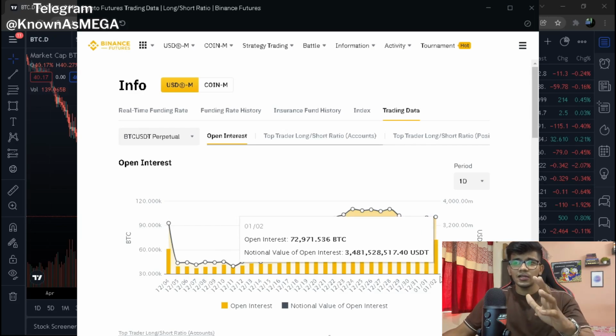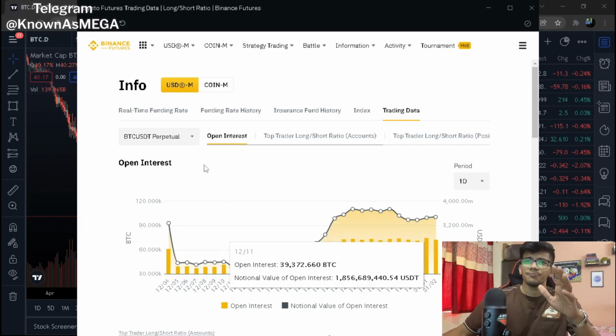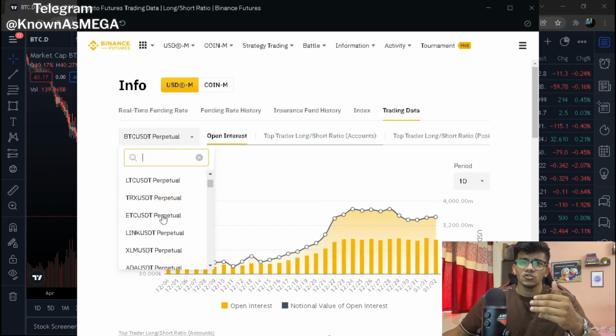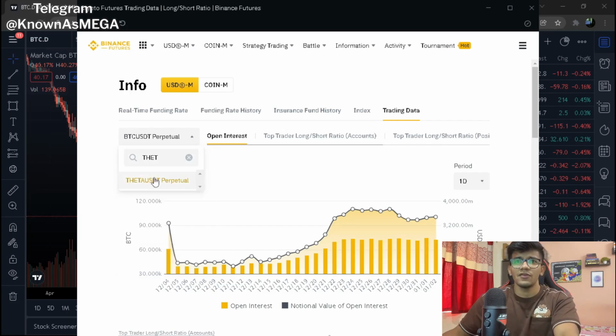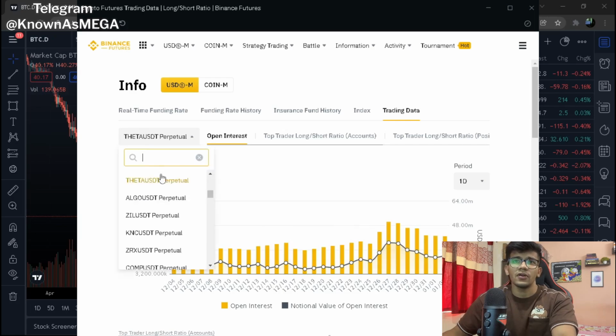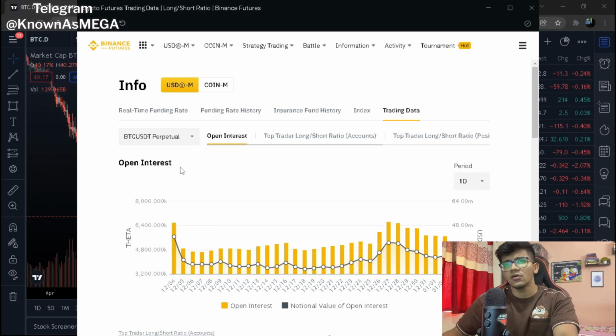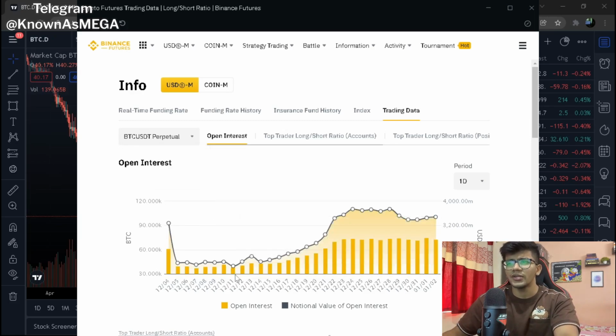Open interest is nothing but how many open contracts, how many open positions of Bitcoin futures there are. You can select any other coin as well. For example, if I want to see Theta, I can open Theta and it will show me the open interest of that. But I use this only for Bitcoin, to get a good macro view of what's happening in the market.